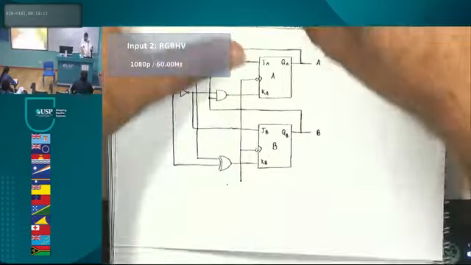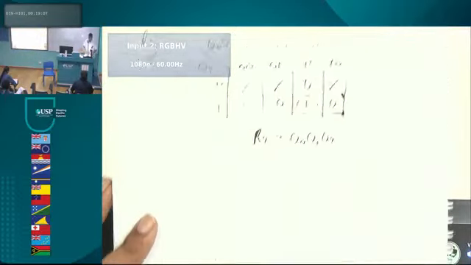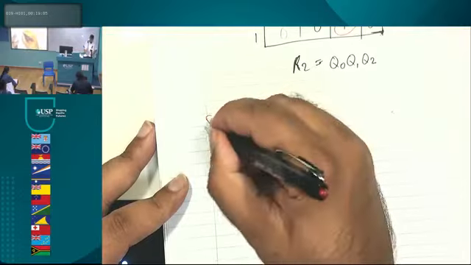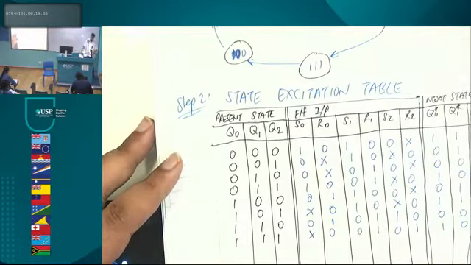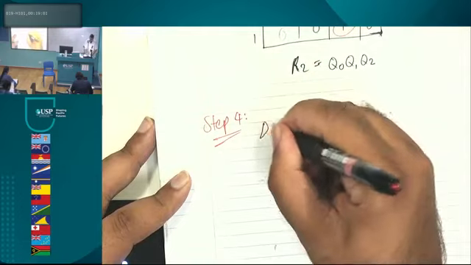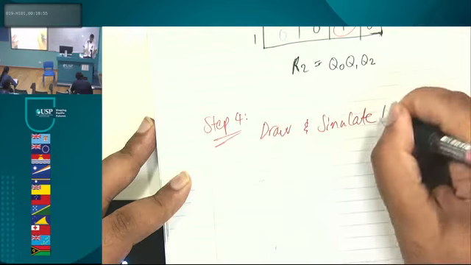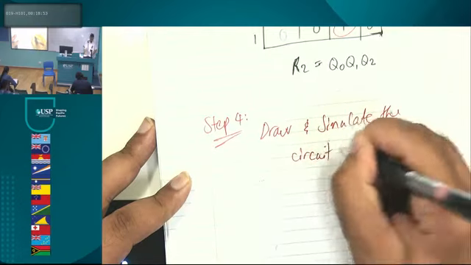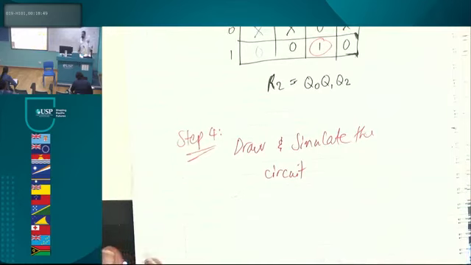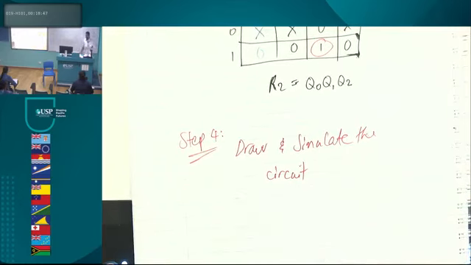Step 4, draw the circuit. So let's write it out. Step 3 is done. Step 4, draw and simulate the circuit. Guys, do you really want me to draw the whole circuit? It takes a long time to draw. I would rather we do some more problems, because the hard part is coming to this equation. That is the hardest part. In fact, the hardest part is going from a worded problem to the state diagram.